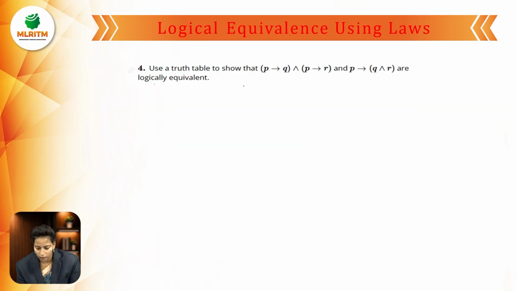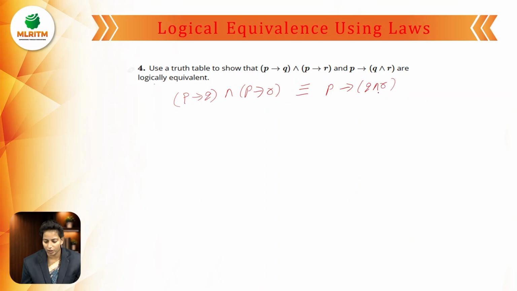So using the truth table method we show that statements are logically equivalent. Here, without using a truth table, we are using the laws of logic only. First: P implies Q and P implies R is equivalent to P implies (Q and R). That is the given question.